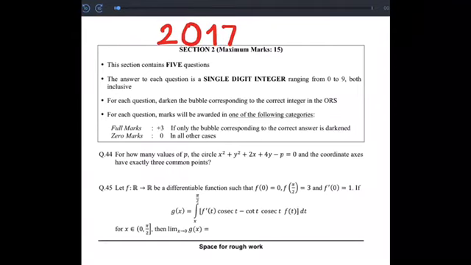Hello class, these are questions that were asked in 2017 JEE Advanced, and these are 5 questions, and we will do the first 2 questions. Now this is a single digit integer question whose value ranges from 0 to 9, which is given.